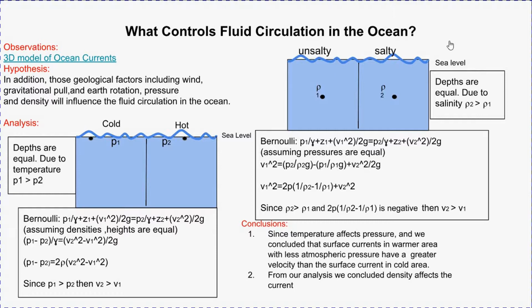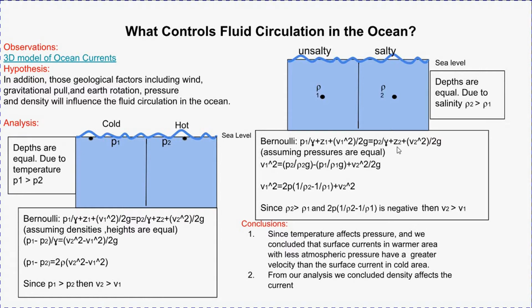For the deep ocean current, I built a model for different densities. Rho 2 is greater than Rho 1 here, and the heights and the pressure are assumed to be equal. After deriving the equation, we found that as the density increases, the velocity will increase. So during the process, the currents are split up by this kind of relationship, and it causes the circulation of the current.